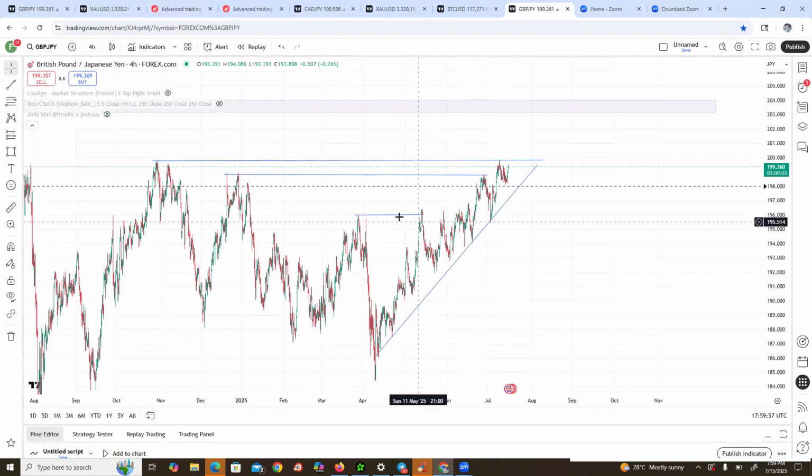So what do we do? We come to our 4 hours. Are you seeing everything I explained? See, this is that last high that it created. After it cleared it, it came down. It went up again. After it cleared this one, it came down again. Are you seeing it? So now the market is trying to clear this.